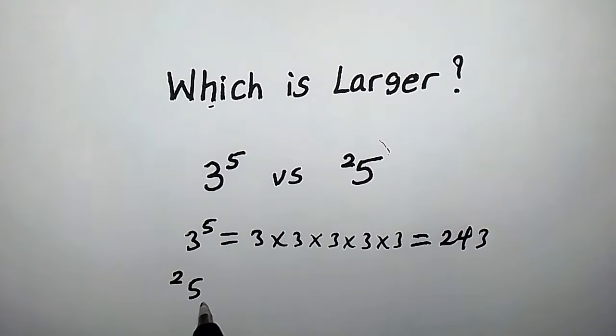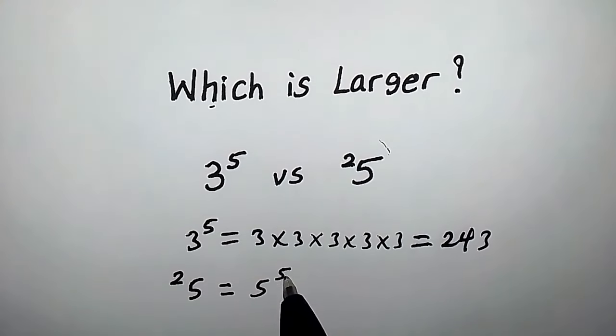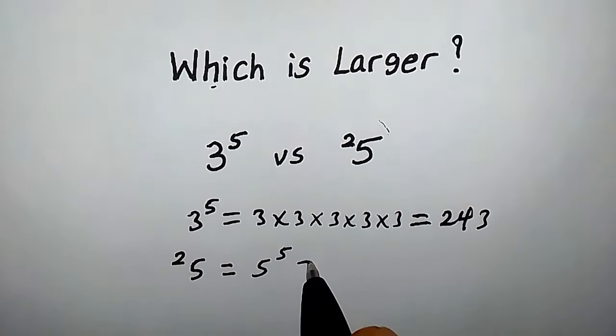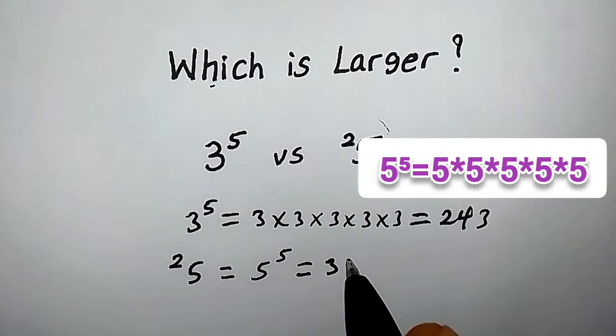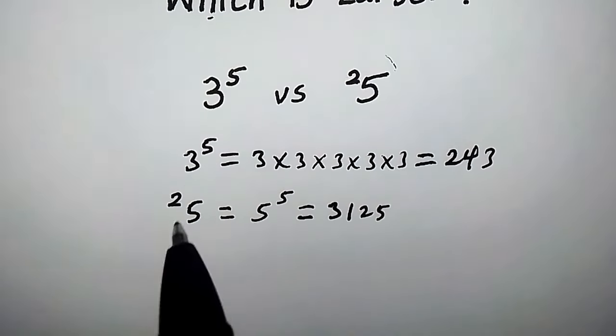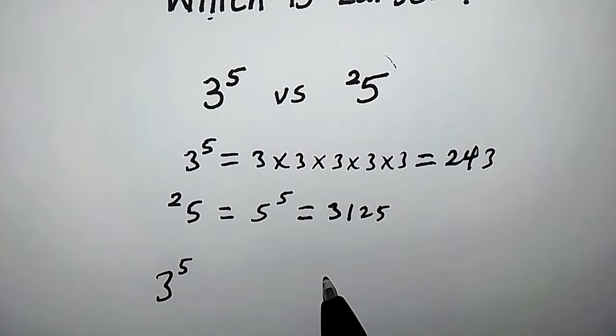5 to the super power of 2 equals 5 to the power of 5, that is 5 times 5 times 5 times 5 times 5, and this equals 3125.